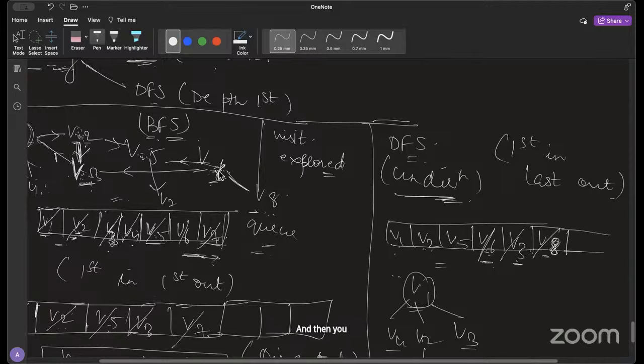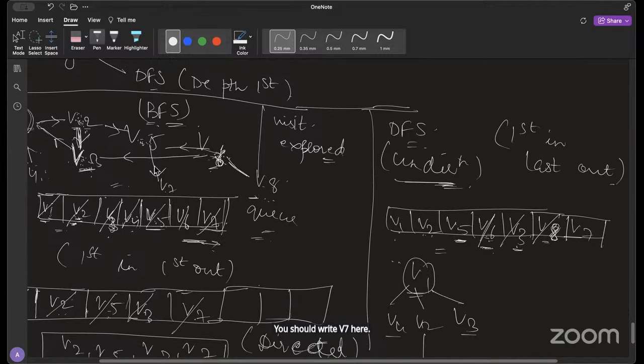And then you will trace back, right? From V8, you trace back to V6. V6 has been explored. You trace back to V5. Look at this stack. V5 is the last one. You trace back to V5. V5 has V7, right? You should write V7 here.